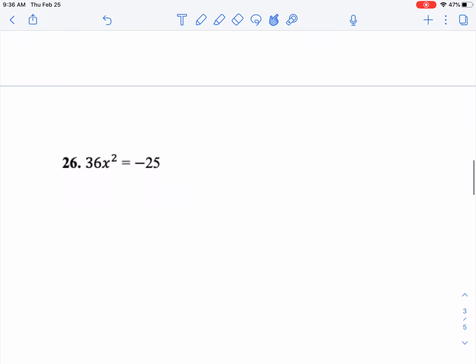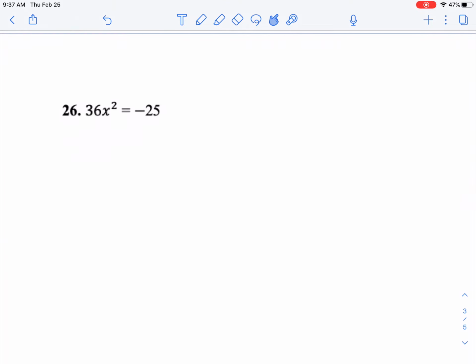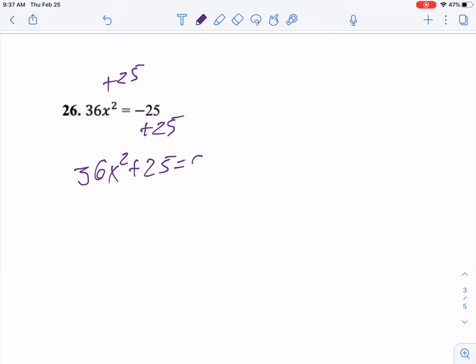Let's take a look at question 26. You have 36x squared equals negative 25. You start to do this problem by adding 25 to both sides. You've got 36x squared plus 25 equals 0. We run into a problem. We can't factor that, can we?